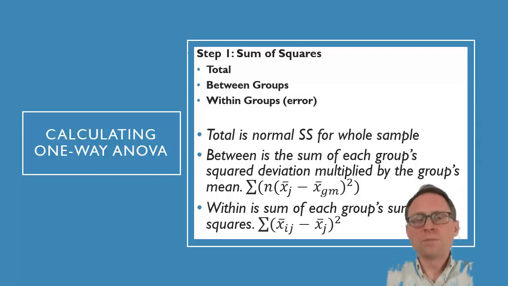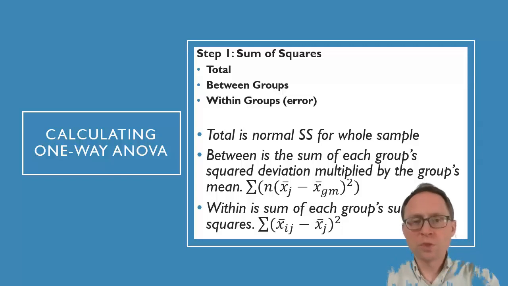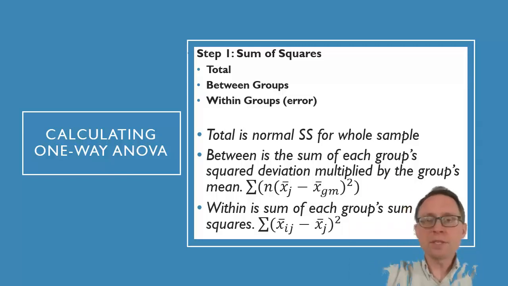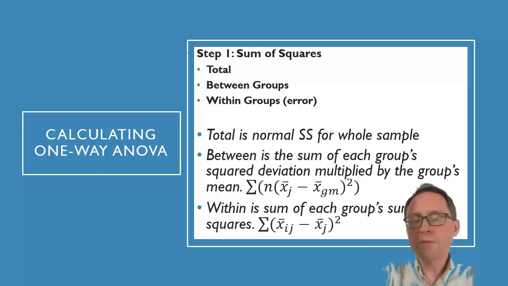So here's what we're going to do. We're going to calculate the total sum of squares. And that's just taking everybody in the sample. We're not splitting anybody out. We're taking everybody in the sample and getting their sum of squares for the whole sample, everybody. That's the total. So that's normal, like we've already done it.